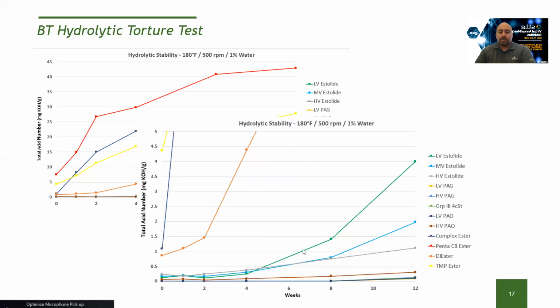So here's a blow up of it actually. The blue, green, and gray lines show the Estolides, and even after 12 weeks, they're remarkably much lower than conventional type esters, and they're in the same ballpark regime as the PAOs and PAGs. So they're pretty close to the baseline. This is some more evidence that Estolides are behaving and performing like petroleum-based fluids.